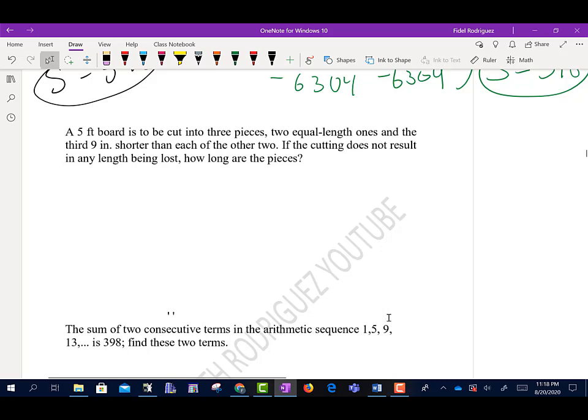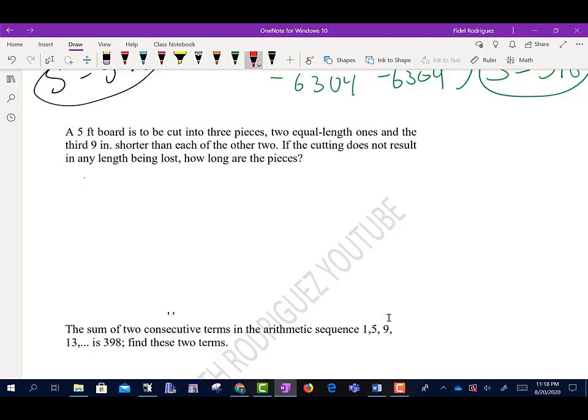Alrighty. Let's take a look at the next problem that I got here. It says a 5-foot board is cut into 3 pieces, 2 equal lengths, and the third is 9 inches shorter than each of the other 2. If the cutting does not result in any length being lost, how long are the pieces?